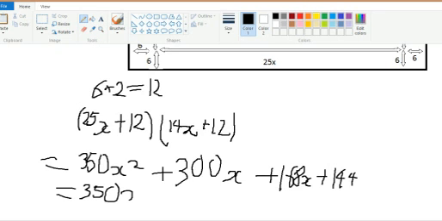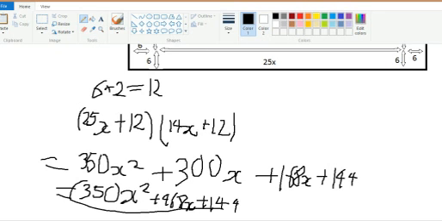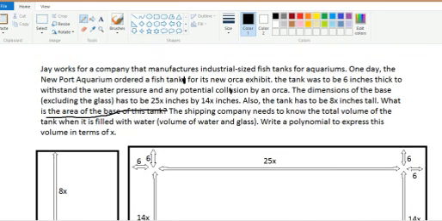350x squared plus 468x plus 144. Alright, so this would be the area of the base in inches. So we have answered the first part of the problem by expanding polynomials. Let us look at the second part of the problem.